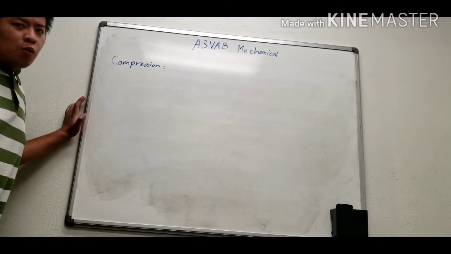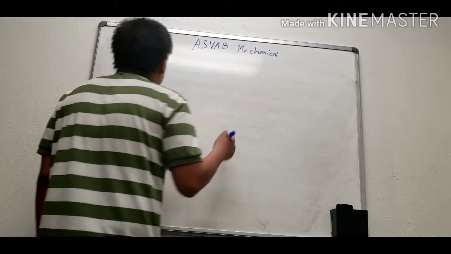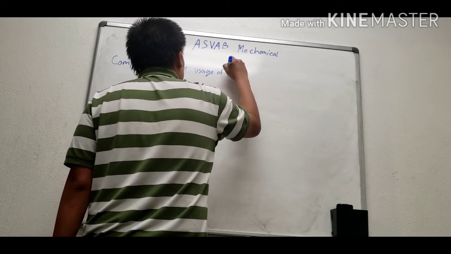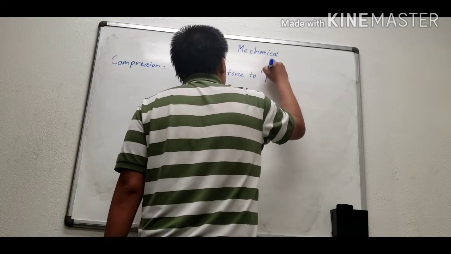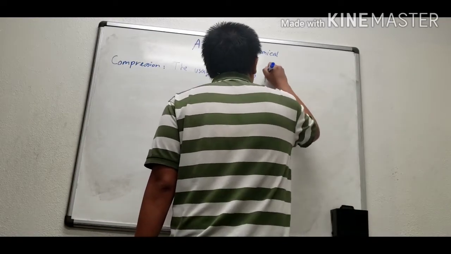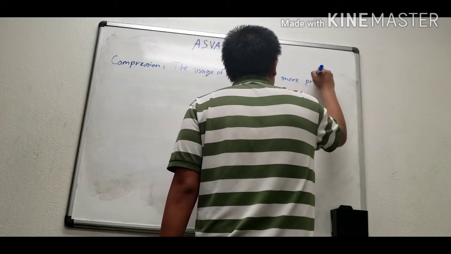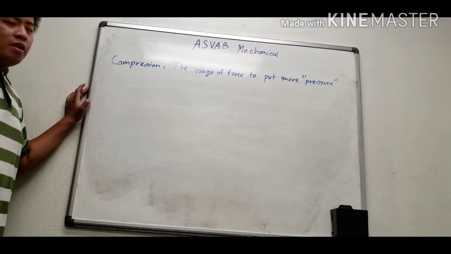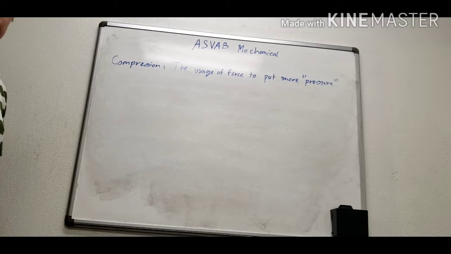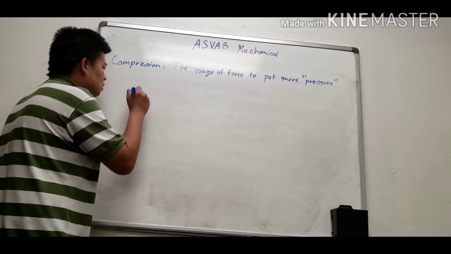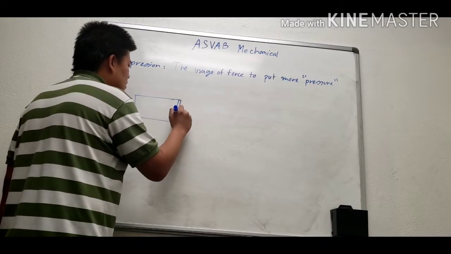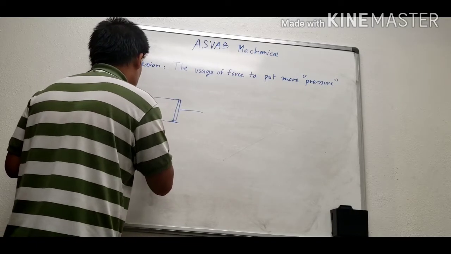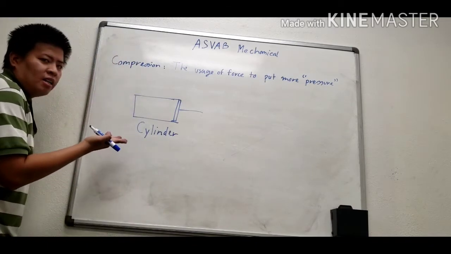So the next one, we will talk about compression. What is compression? I will write the definition. The basic definition of compression is the usage of force to put more pressure on another object. For example, we have a cylinder like this. We have air inside.